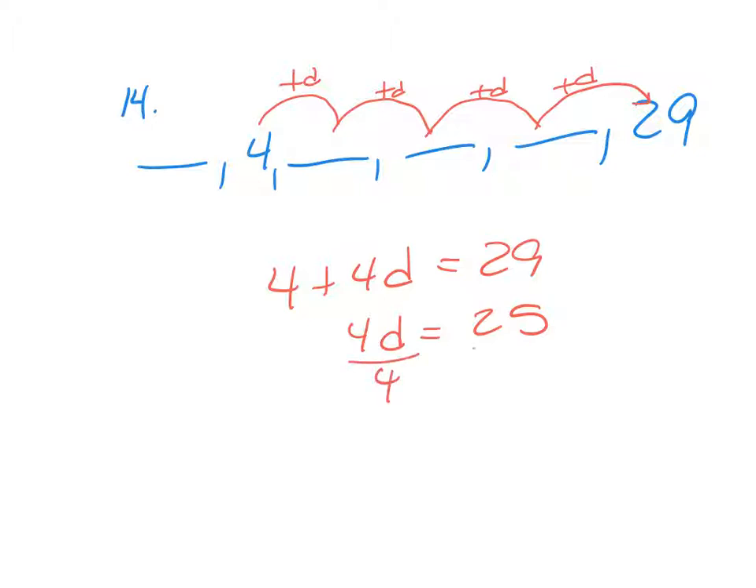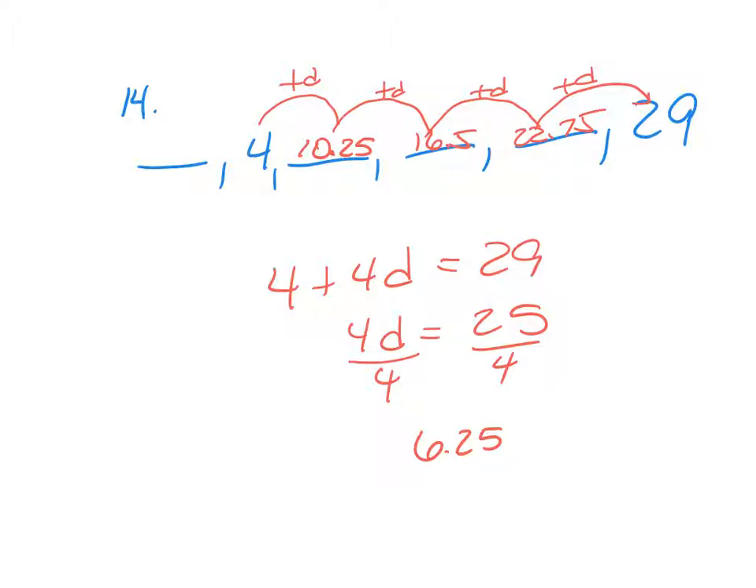And then divide by 4, and that's 6.25, isn't it? Let's add 6.25 each time. It's 4 plus 6.25, 10.25, right? That plus 6.25 is 16.5. That plus 6.25, 22.75. And what's that plus 6.25? 29, right? So it worked.